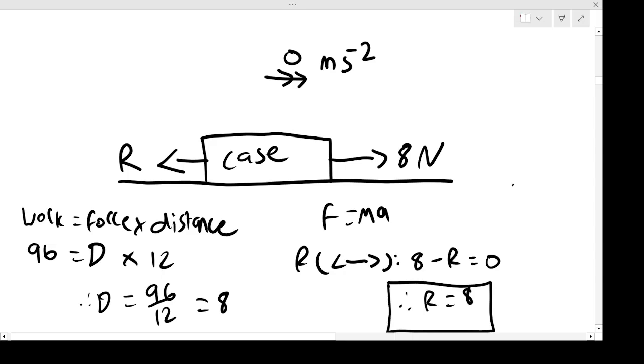Okay, so hopefully that made sense. It's a bit harder than the first one, where we were just using the formula. Now we need to do some actual mechanics there. And drawing a diagram helps.